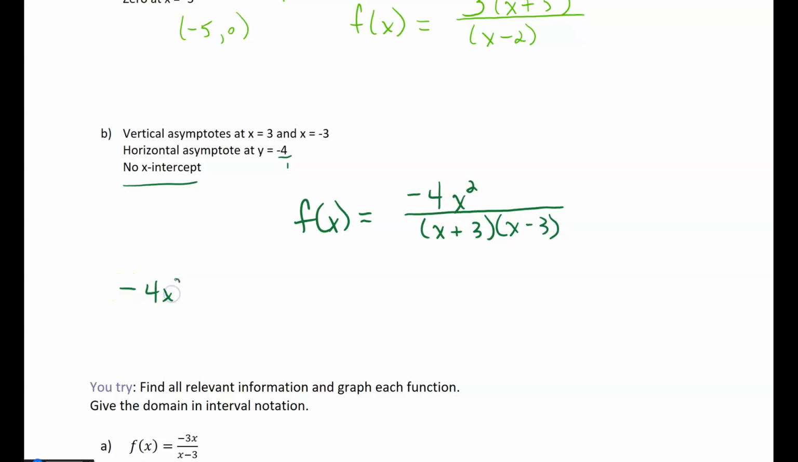So if I have -4x squared and I'm trying to set it equal to 0, if I solve it the way it is, I'm going to get x equals 0, which should mean we have an x-intercept of x equals 0. And we don't want an intercept. So we have to think of what it is we can do so that we would not be able to solve for x.